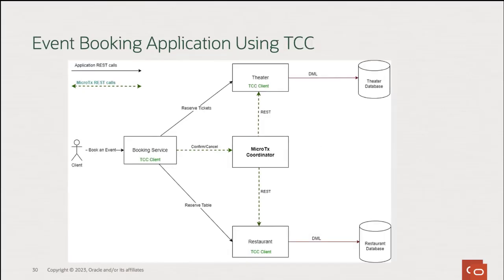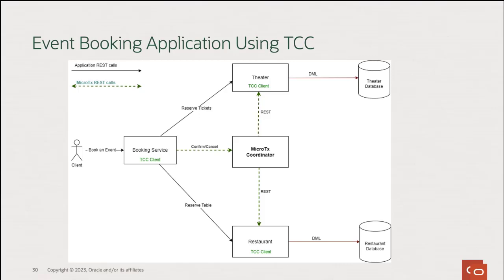Let's have a look at another use case here, which is an event booking use case that uses the try, confirm, cancel pattern. In this use case, a user sends an event booking request to the booking service, which makes a theater booking and a restaurant booking in an atomic manner. The booking service sends requests to the theater service and the restaurant service to obtain reservations in the form of URIs.